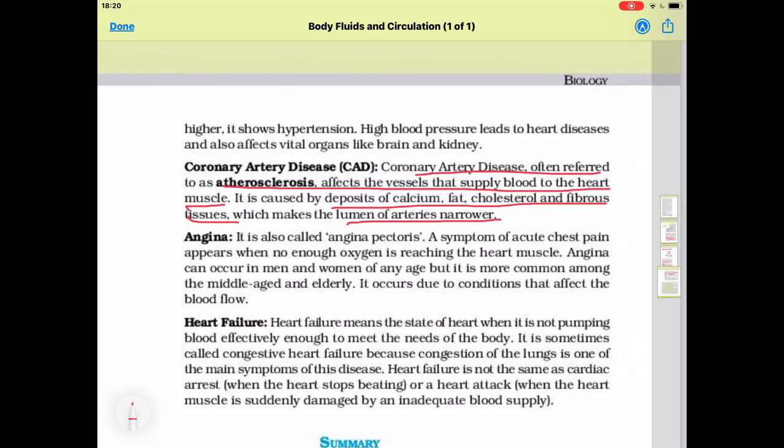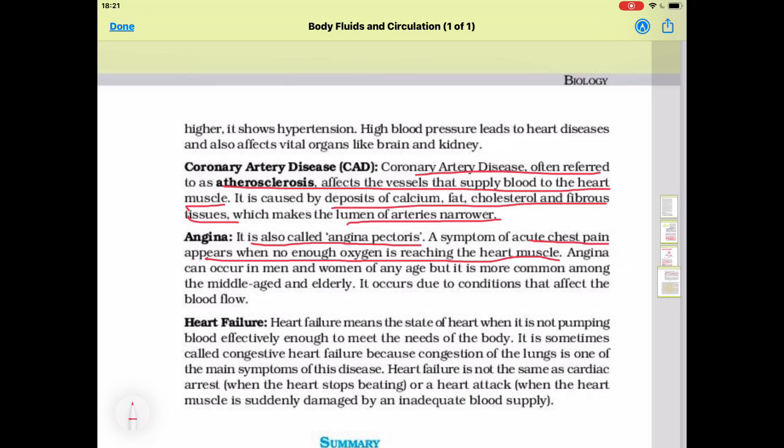Next is angina. It is also called angina pectoris. A symptom of acute chest pain appears when not enough oxygen is reaching the heart muscles. So in angina, acute chest pain occurs to the person. Angina can occur in men and women of any age, but it is more common among the middle-aged and elderly. It occurs due to conditions that affect the blood flow. Because blood is not flowing properly, the muscles can't get the oxygen properly, so chest pain occurs. This condition is known as angina.